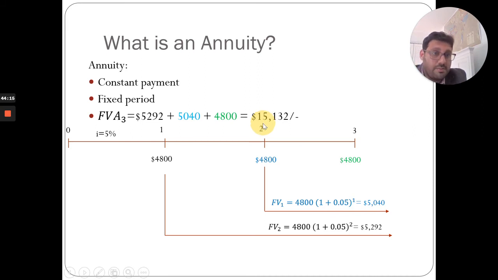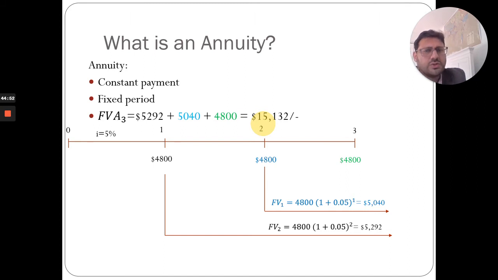And again, remember always, in case of annuities, there will be the same payment, like in this case 4,800, and there will be a fixed interval after which the payment will be made. So in this case, after every year, after the fixed interval, the payment is getting made. And this is the ordinary annuity because the payments are happening at the end of the time period. We call it ordinary because most such transactions happen between businesses.